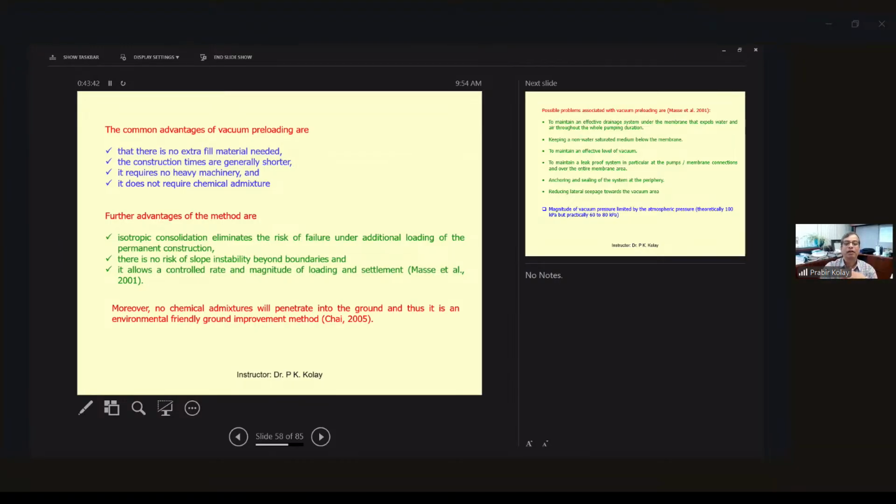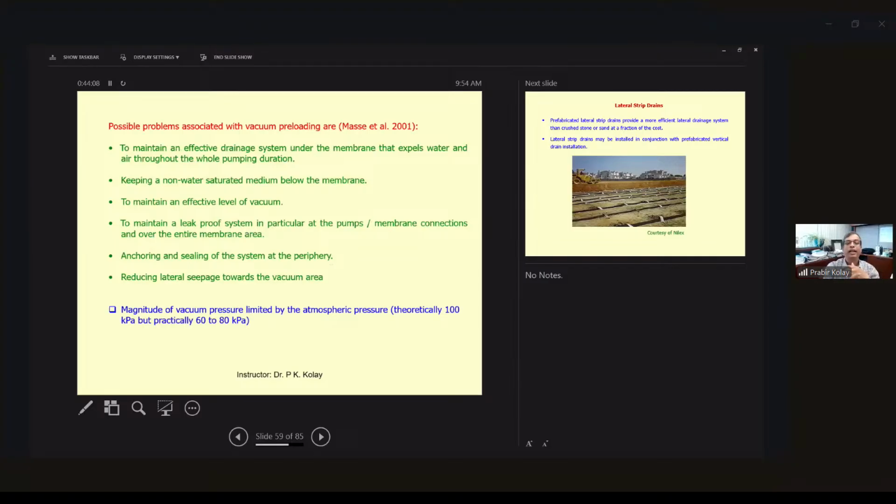So further advantages of this is isotropic consolidation. Again, we are using that to eliminate the risk of failure under additional loading to the permanent structures. There is no risk of slope instability beyond the boundaries. Obviously, in most cases when you use fill material, sometimes the load is too much. Even that preload soil cannot take if the soil is very soft. Okay? And it allows control of rate and magnitude of loading and settlement. These are a few advantages.